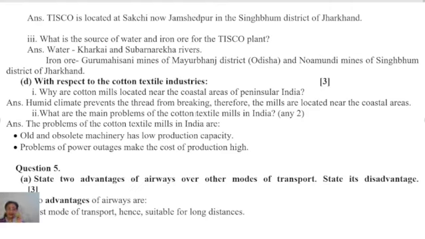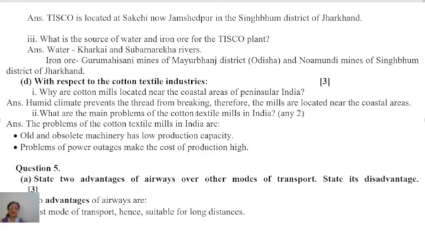right? Number two is that problems of power outage make the cost of production go very high, right? And one more additional point you can add from your side, that is the inadequate supply of good quality raw material, cotton, which is also a big problem faced by this industry, right?